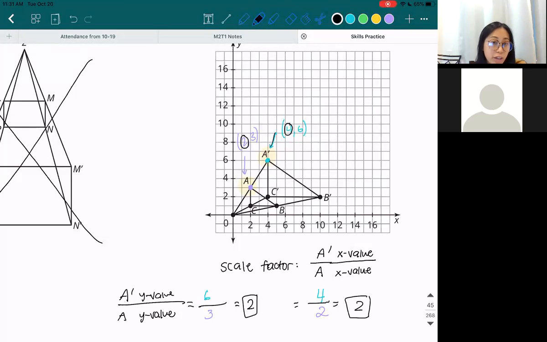And you didn't have to use A either. You could have chosen the B points or the C points. But I just told us to focus on A so that you can focus on a point. But you can do the same thing with the B points or the C points, as long as you pick corresponding points. Any questions on this one?